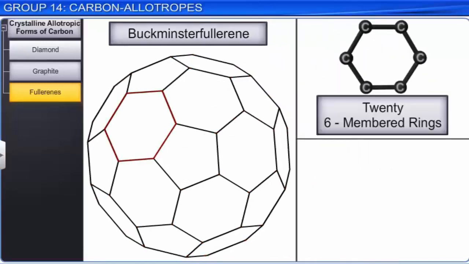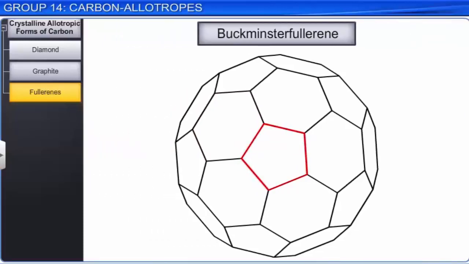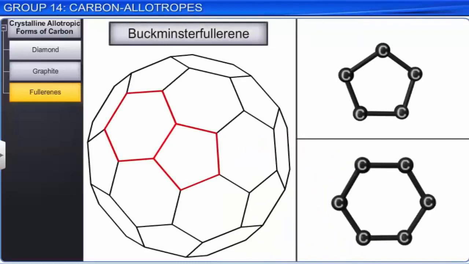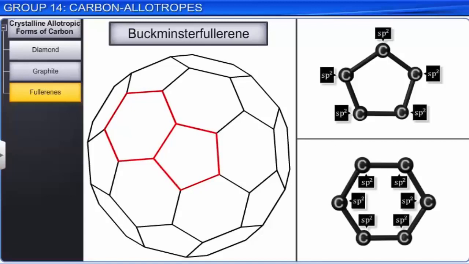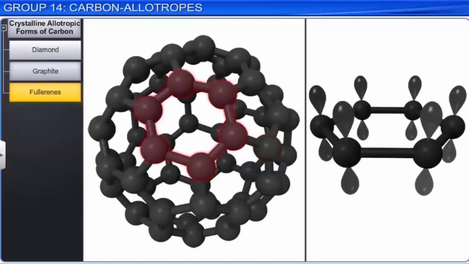It contains 20 6-membered rings and 12 5-membered rings. A 5-membered ring is fused with only 6-membered rings, while a 6-membered ring is fused with 6 or 5-membered rings. All the carbons in the Buckminster fullerene molecule are sp2 hybridized. Each carbon atom forms 3 sigma bonds with its 3 neighboring atoms. The remaining electron in each unhybridized p orbital of carbon is delocalized in molecular orbitals, giving the aromatic character to the molecule.